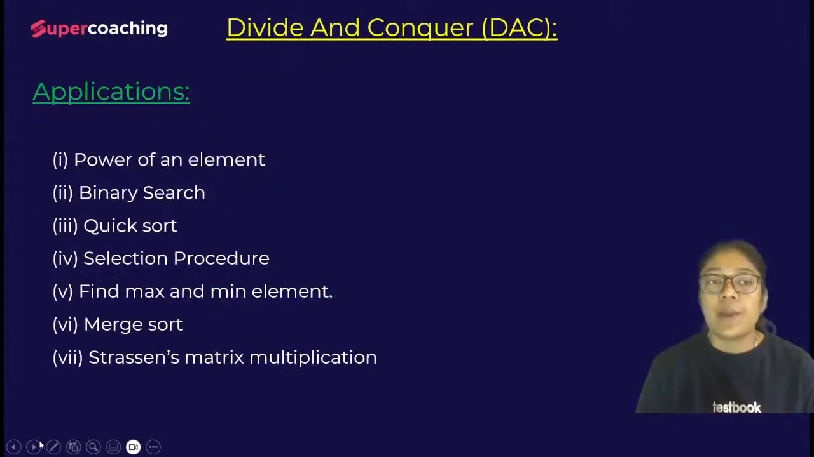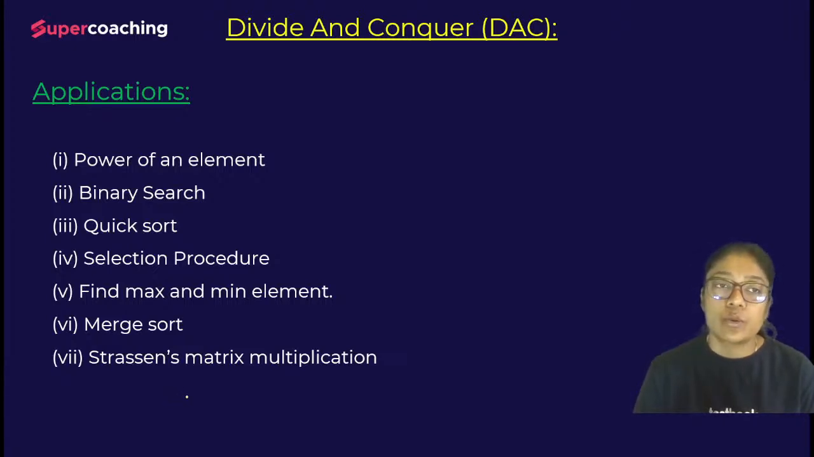This is combine. Now there are multiple applications available for divide and conquer, जिनके basis पे straightforward question भी आ सकता है और application based question भी आ सकता है, और on the basis of complexity they can form a question. So we will be talking about 7 applications under divide and conquer: power of an element, binary search, quick sort, selection procedure, finding the maximum element and minimum element, merge sort, and Strassen matrix multiplication.